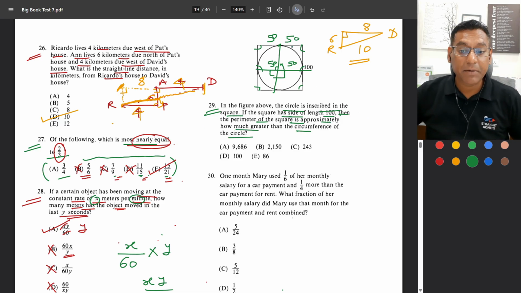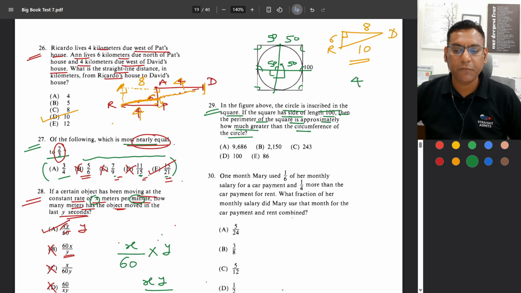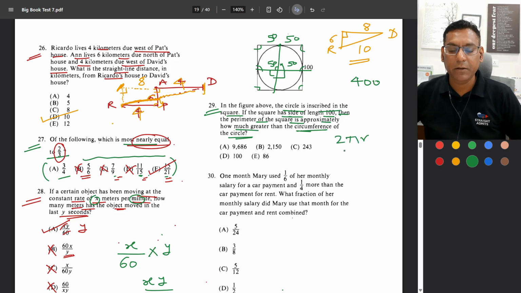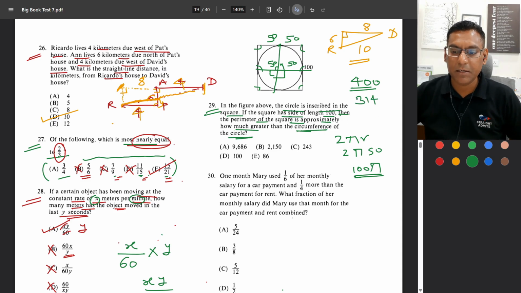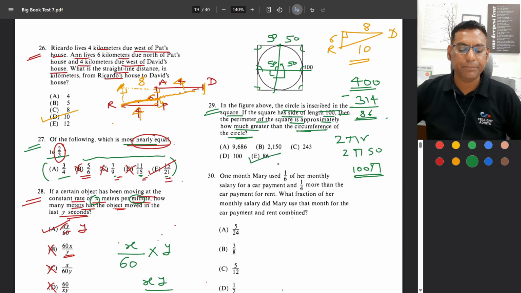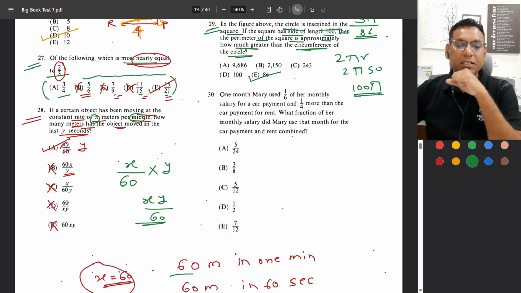What's the perimeter? Perimeter is going to be 4 times the side. So that's going to be 400. 400 is how much bigger than the circumference of the circle. Circumference of circle is 2 pi r. R here is 50. So 2 pi 50, basically 100 pi. What is the difference between this and this? 100 pi is 314, right? Pi is 3.14, so 100 pi is 314. What's the difference? 400 minus 314 is 86, approximately 86 square units. Okay, 86.